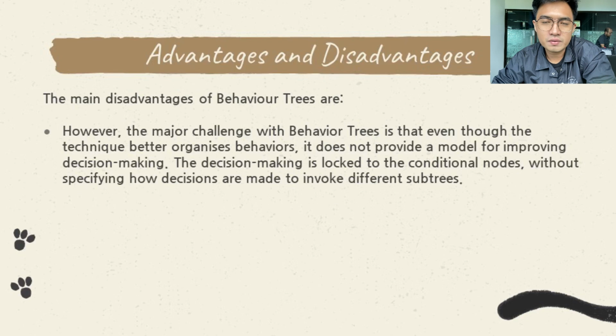The main disadvantage of behavior trees is that, even though the technique better organizes behaviors, it does not provide a model for improving decision making. The decision making is locked to the conditional nodes without specifying how decisions are made to invoke different subtrees.